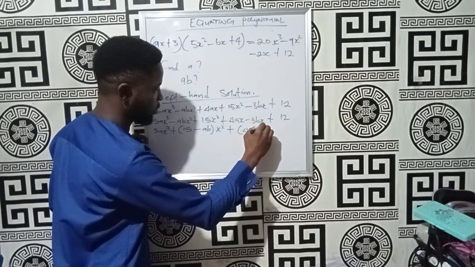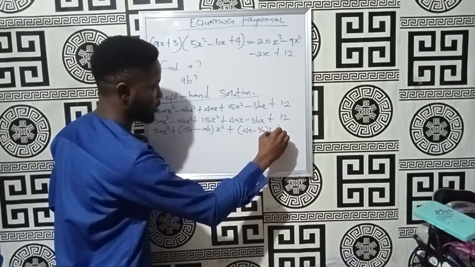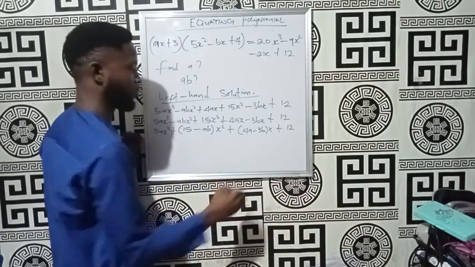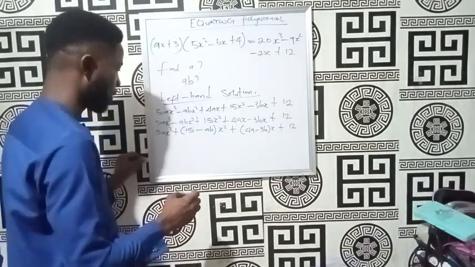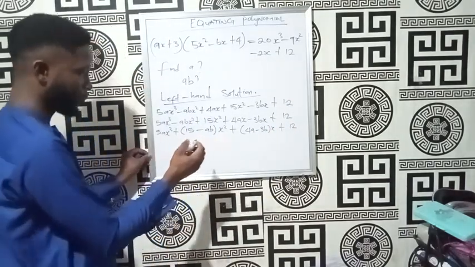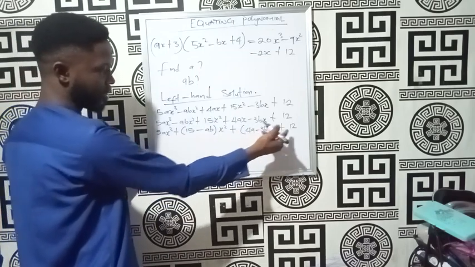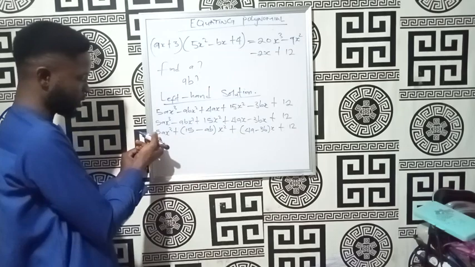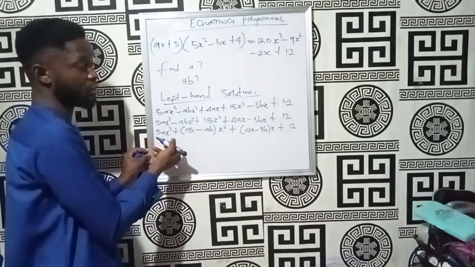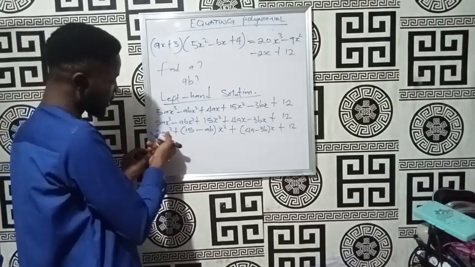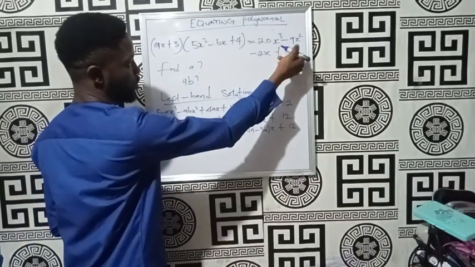4a minus 3b x plus 12, right? Now we know that this is for x squared, this is the coefficient for x, this is the constant, and 5a is the coefficient for x cubed. So we can now equate this particular expression to this one.